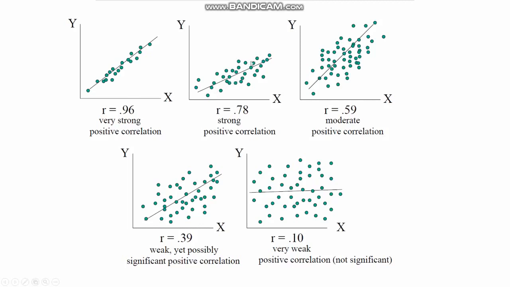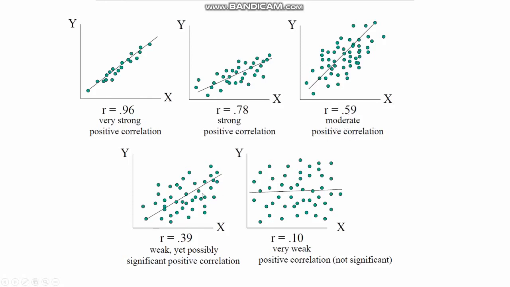But here the points are slightly further from the best fit line. So when you calculate the correlation, it will not be very close to 1. It's 0.78, right? So it's less than 0.96. So there's a strong but positive correlation. Here also a positive correlation, but the points are further from the best fit line compared to these two. If you look at the correlation, the coefficient is 0.59, which shows that it is a moderate correlation.